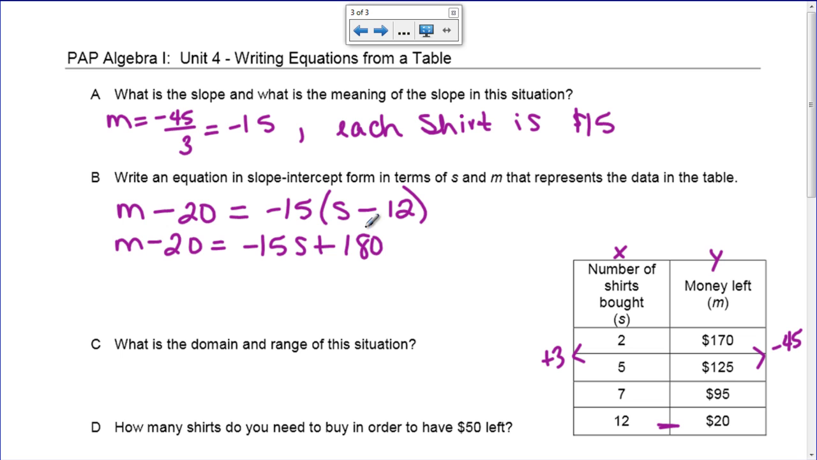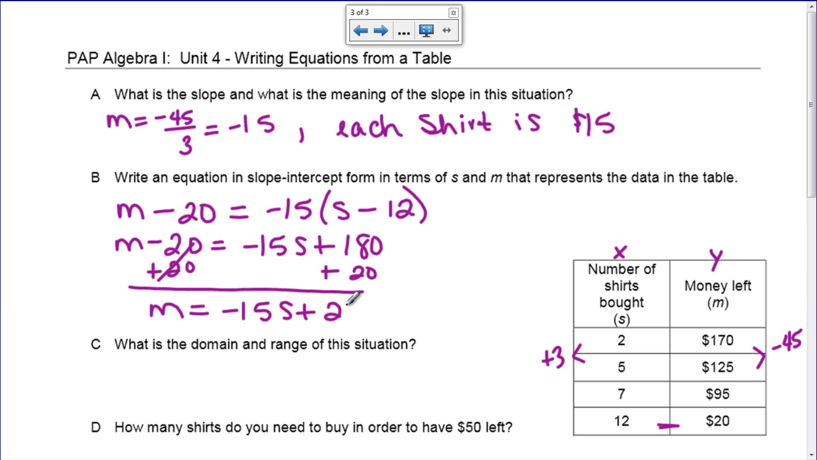And I need this in slope-intercept form, so I want this M, which is the same thing as my Y, by itself, so I'm going to add 20. And so what I end up with is that M is equal to negative 15S plus 200, because 180 plus 20 is 200. So there's my equation in terms of M and S in slope-intercept form.